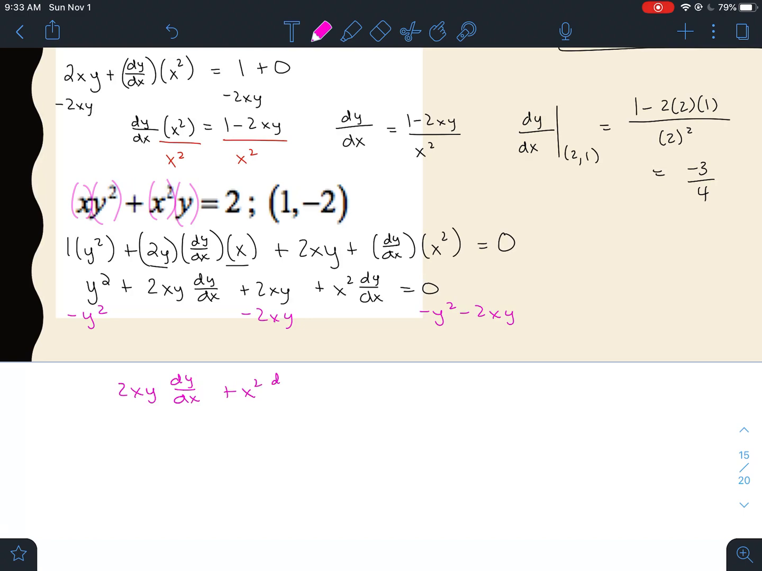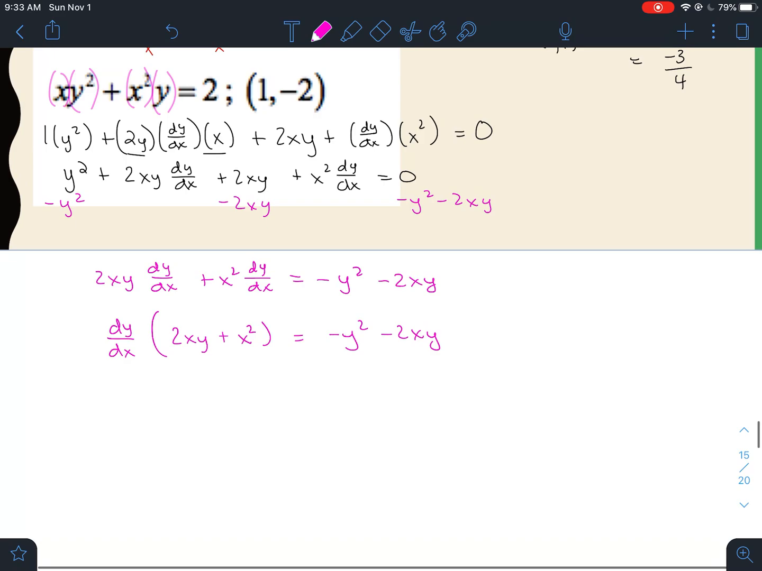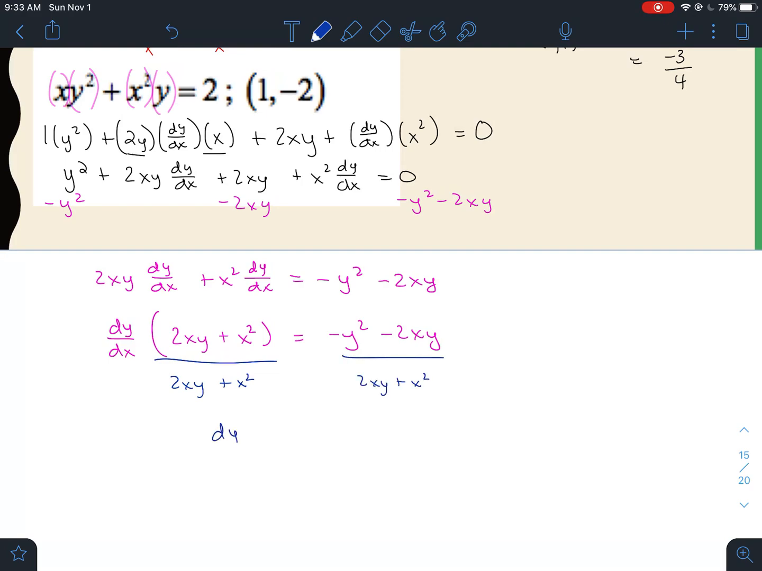And I get 2xy dy/dx plus x squared dy/dx equals negative y squared minus 2xy. Factor out a dy/dx from the left side, and we have 2xy plus x squared, and then equals negative y squared minus 2xy. And then to solve for dy/dx, we're going to divide both sides by 2xy plus x squared.